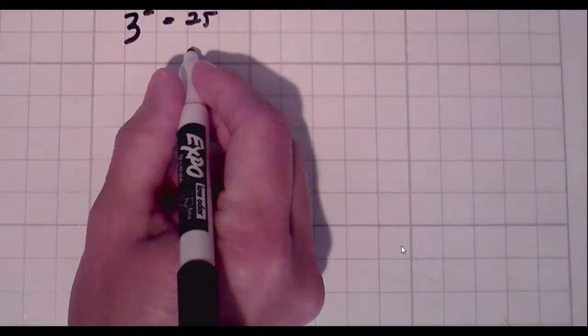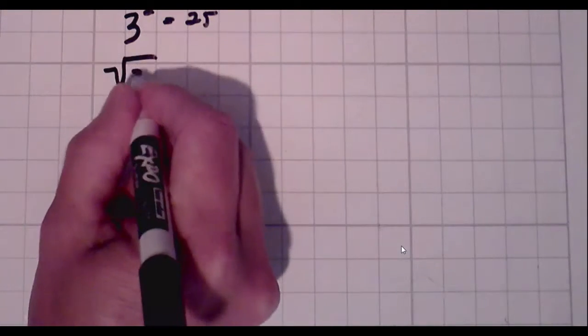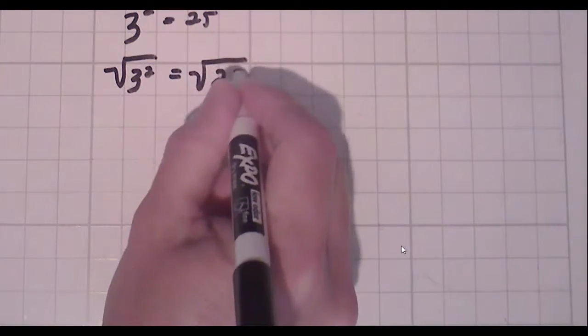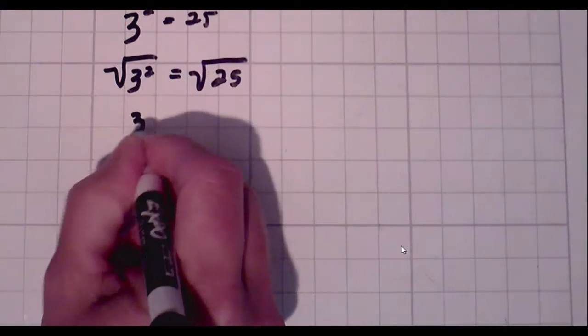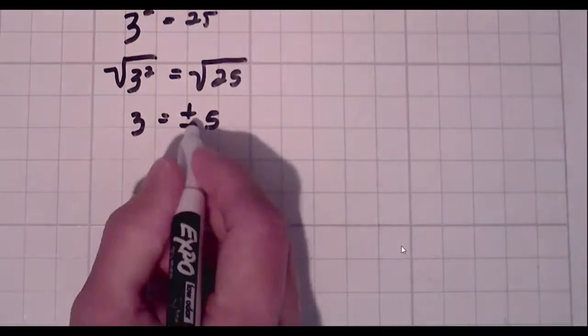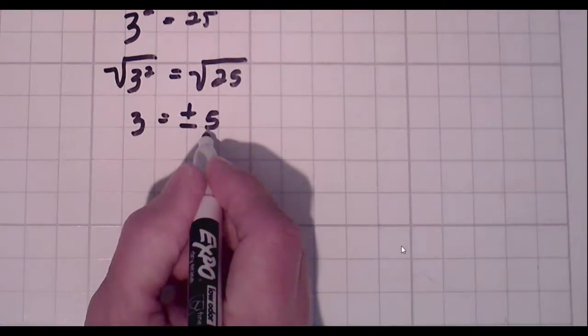In order to solve this quadratic, all you do is you take the square root of each side. So the square root of z squared is equal to the square root of 25. The square root of z squared is z, and the square root of 25 is plus or minus 5, because 5 times 5 is 25, and negative 5 times negative 5 is 25.